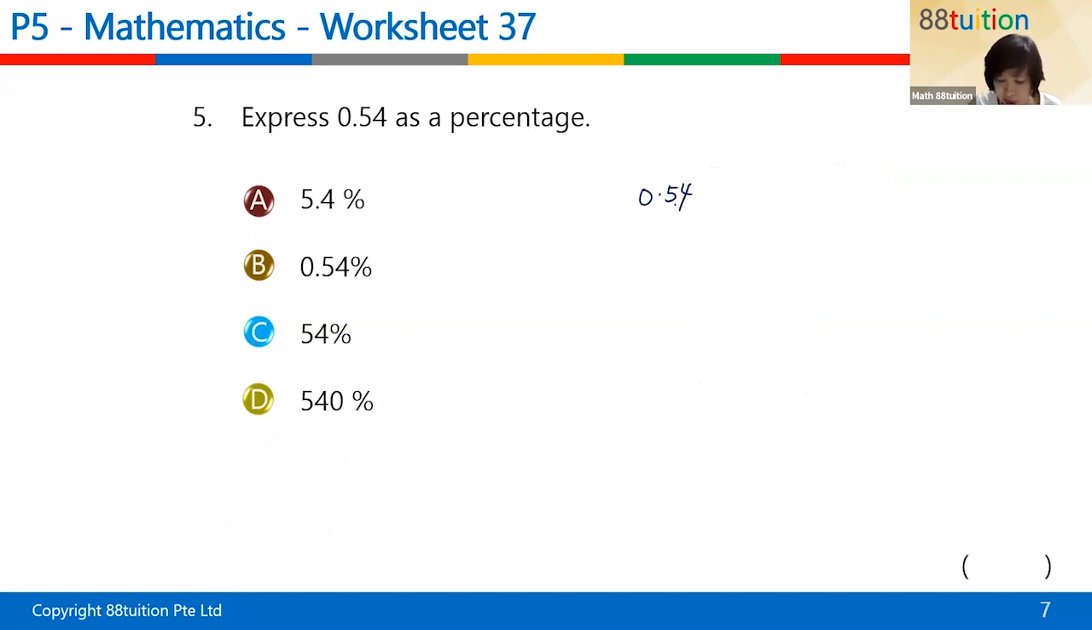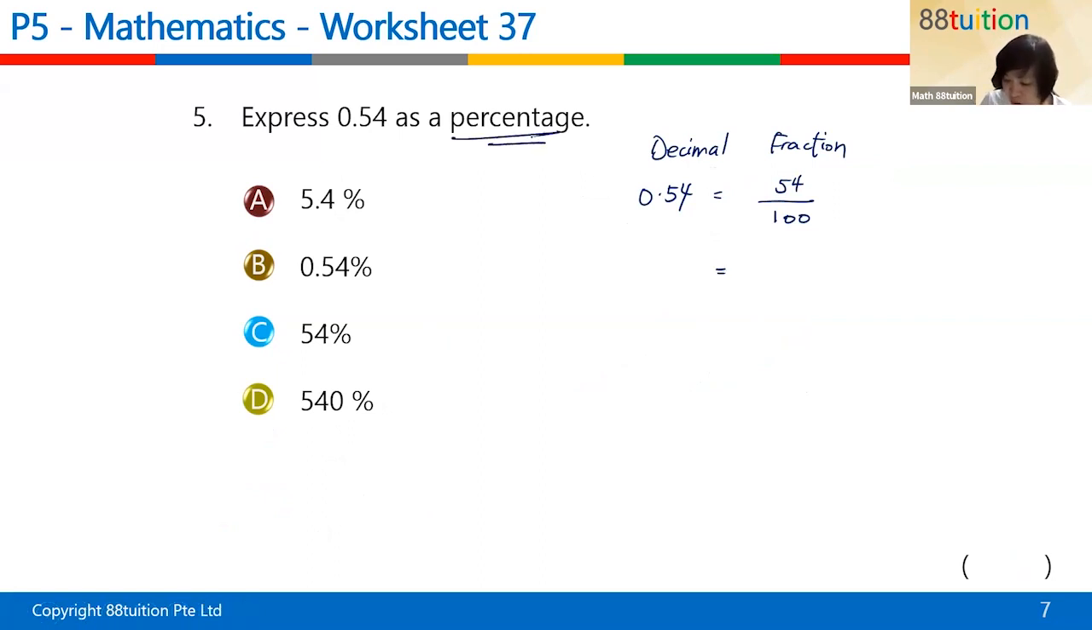0.54. Express this as a percentage. So we said when there's a decimal, you change it to a fraction. So it will be 54 over 100. When you have 54 over 100, you must reduce them. No, don't need to reduce.